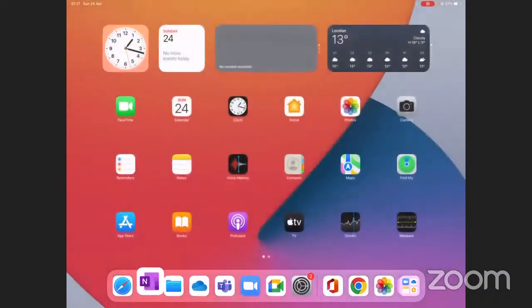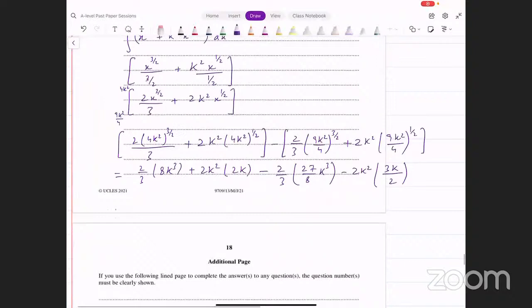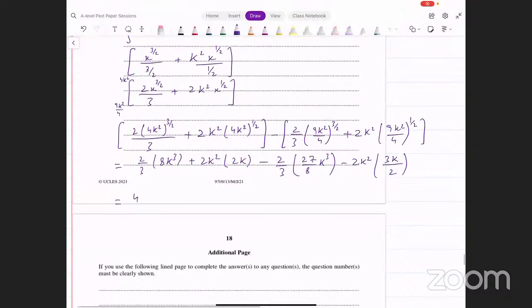अब इनको ऐड कर लें. सब टर्म्स के अंदर क्यूब आ रहा है. आप सारे नंबर्स को बस कैलकुलेटर में डाल दें. 2 into 8 divided by 3 plus 4 minus 2 into 27 divided by 3 and divided by 8 minus 3. This is giving me 49/12. उसके साथ k cube लगा दें. That's your final result. 49k cube over 12. That's supposed to be the area of the shaded region.